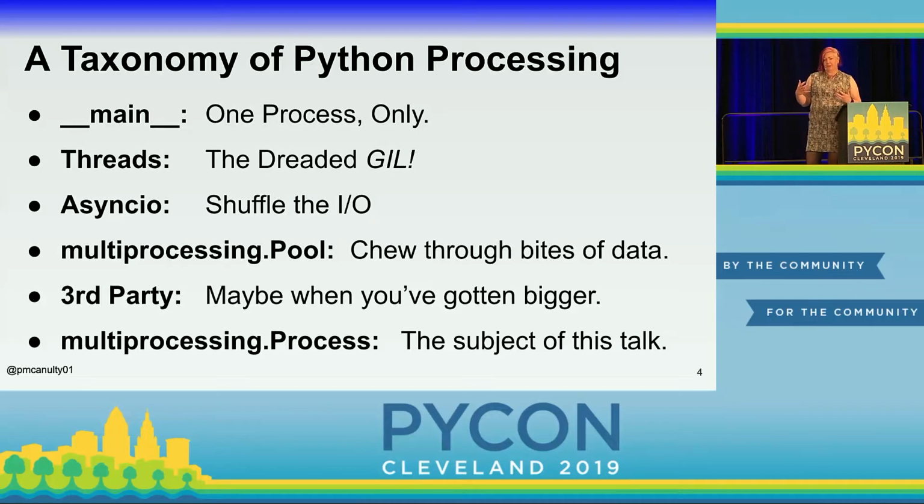Multiprocessing, or Python processing, comes in a lot of different flavors. There's the main one, which is one process only. You just use the dunder main function, you write your script or your app in it, and it runs, and you're great. You don't have to worry about all the intricacies of trying to use multiple servers and dancing around and making sure that things work together and don't collapse and collide with each other.